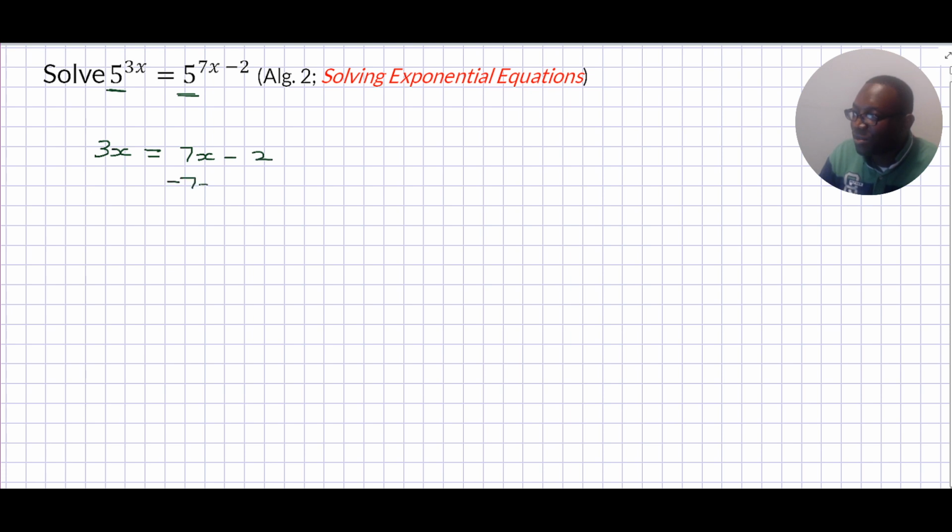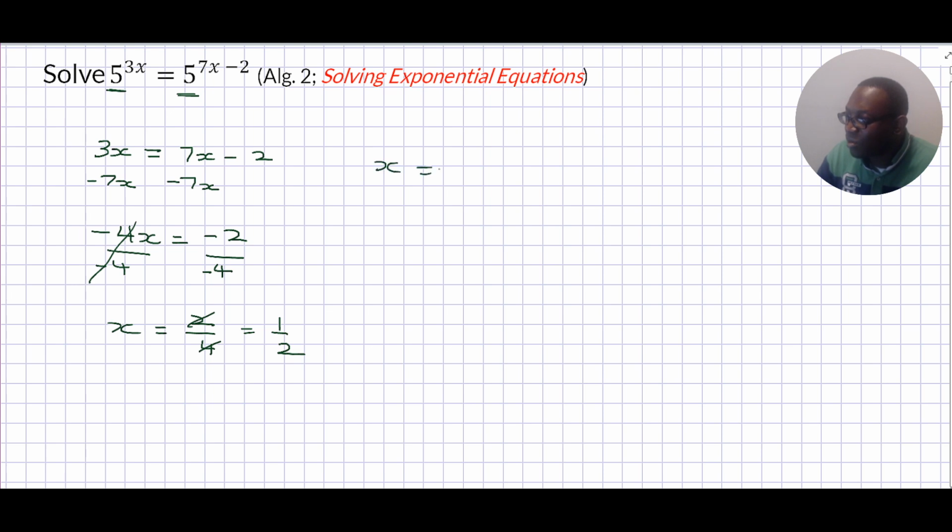So let's subtract 7x from both sides. So 3x minus 7x, that's going to be negative 4x equal to negative 2. Now we're going to divide both sides by negative 4, the coefficient of x, so we can get the value of x. So this is going to cross out. We have x equal to 2 over 4. We can simplify this further, and that's going to give me 1/2. So x is equal to 1/2.